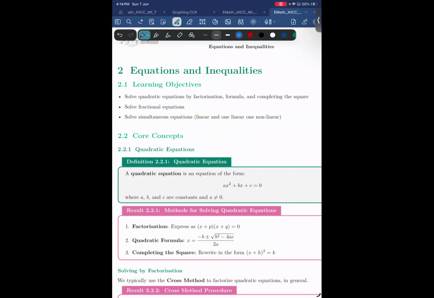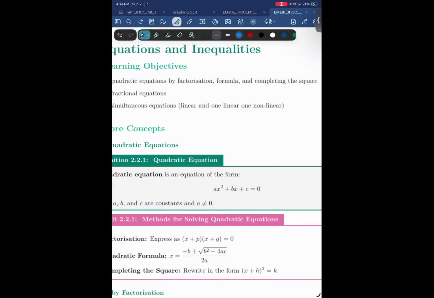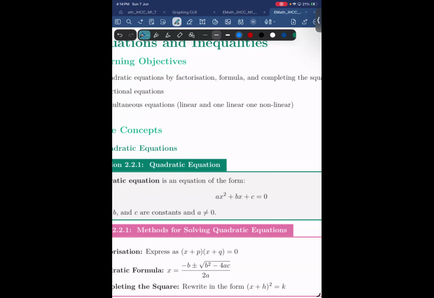So yesterday's last topic, right, is expressions. Expression means there's no equal sign. Equation means there is one. So quadratic equation is quite familiar. It's just the form ax squared plus bx plus c, now it's equal to 0. Earlier was the function, right, y equals ax squared plus bx plus c. This one is equal to 0.